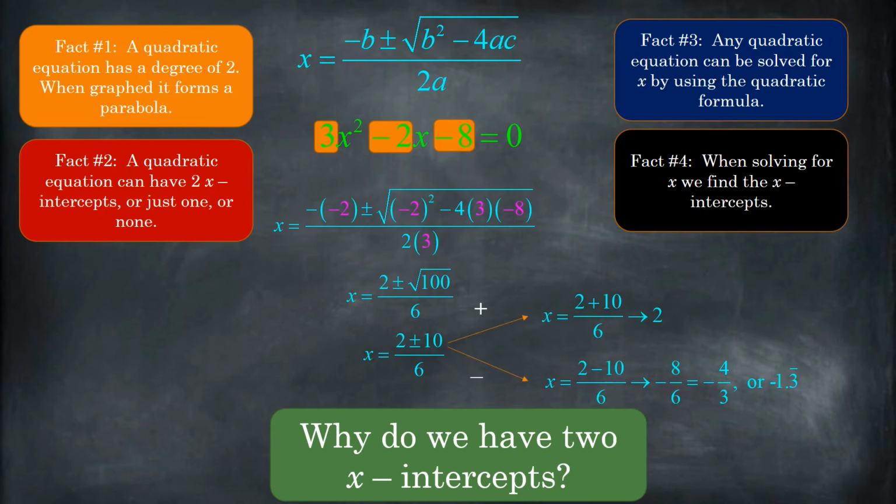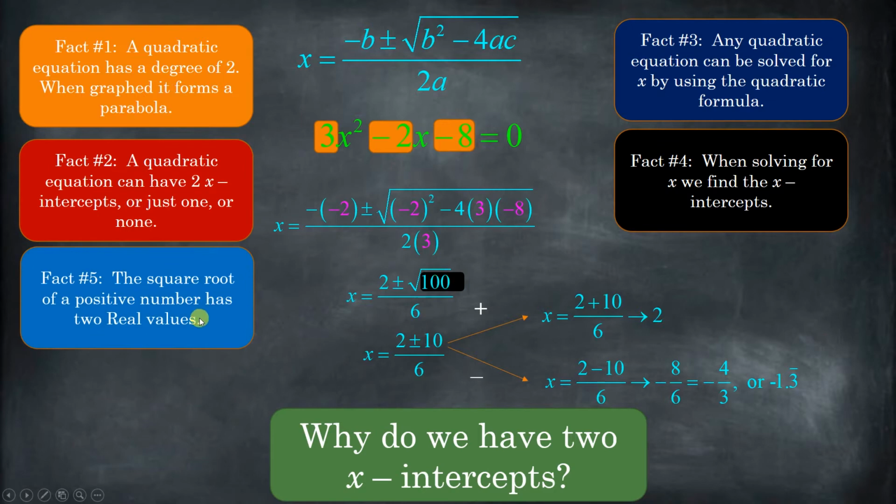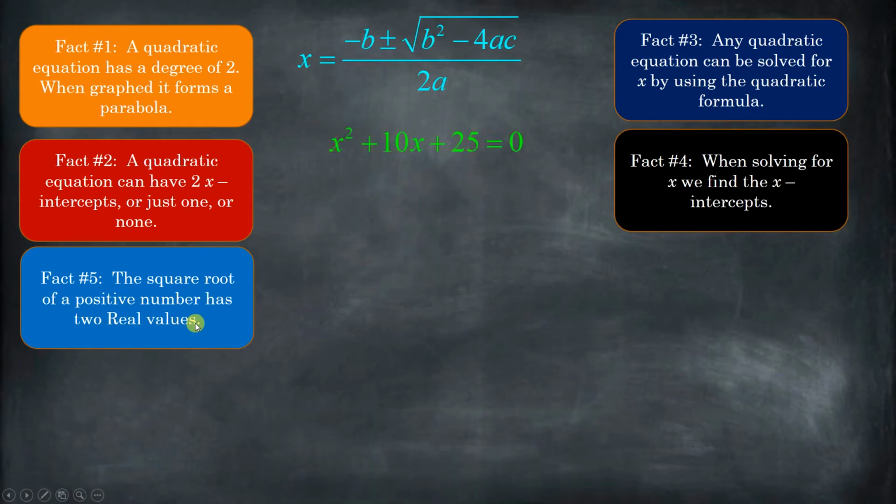And the reason in this situation we have 2 answers, which means we have 2 x-intercepts, is because this radicand right here is a positive number. All right, now here's the deal. If that square root is the square root of a positive number, if that radicand is positive, you're going to have 2 x-intercepts always and forever. Amen.